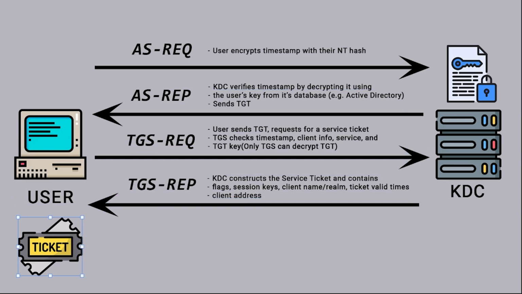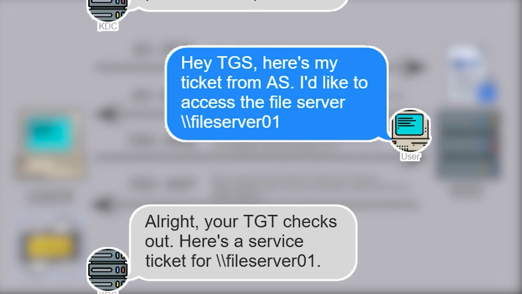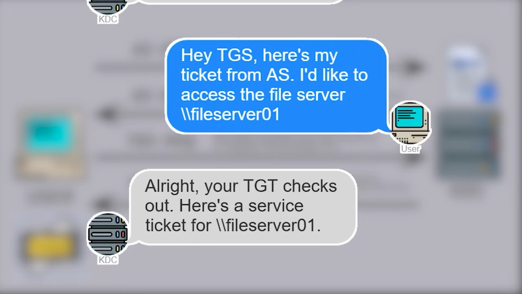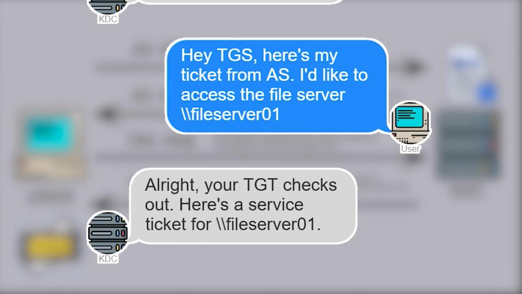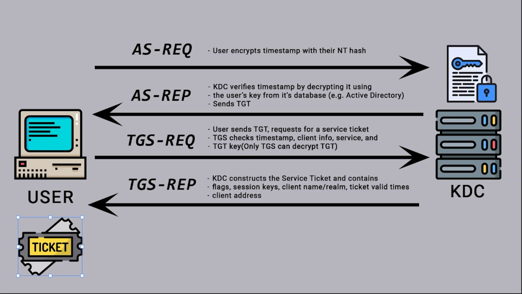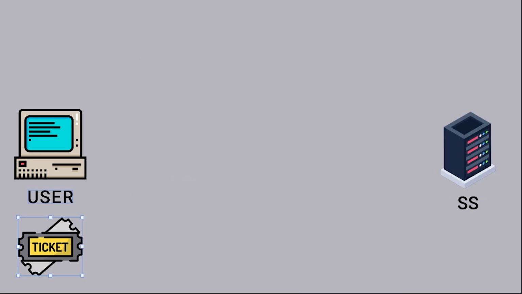Your TGT checks out. Here's a service ticket for the file server that you want to access, or the ride that you want to ride if you're thinking of amusement parks. Then communication with the KDC stops, and you start talking to the actual service that you want to access. In this case, it's going to be the service server, or the file server.